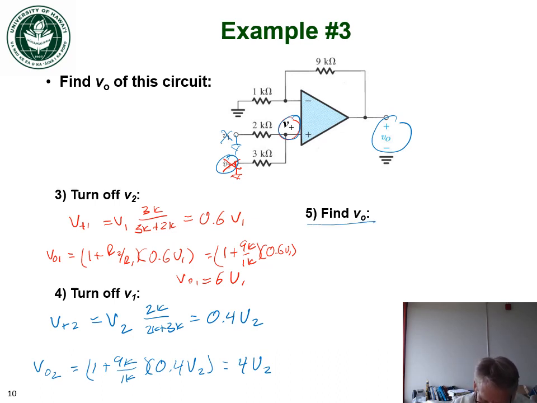Now, to find the final output voltage, we can apply superposition, and we can write that V out is equal to V out 1 plus V out 2. So in other words, V out is equal to 6 V1 plus 4 V2.